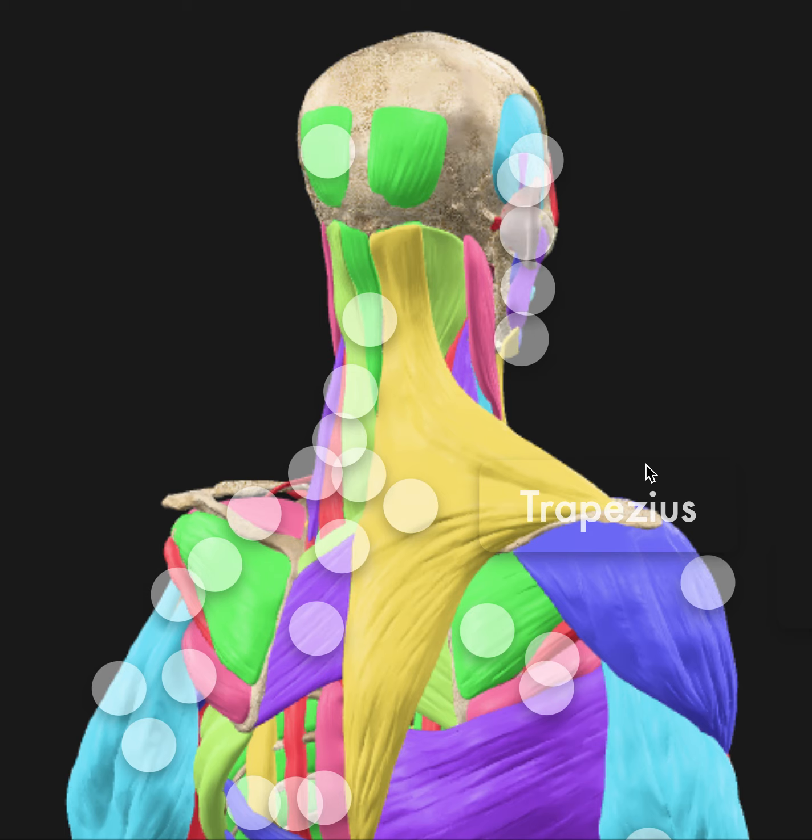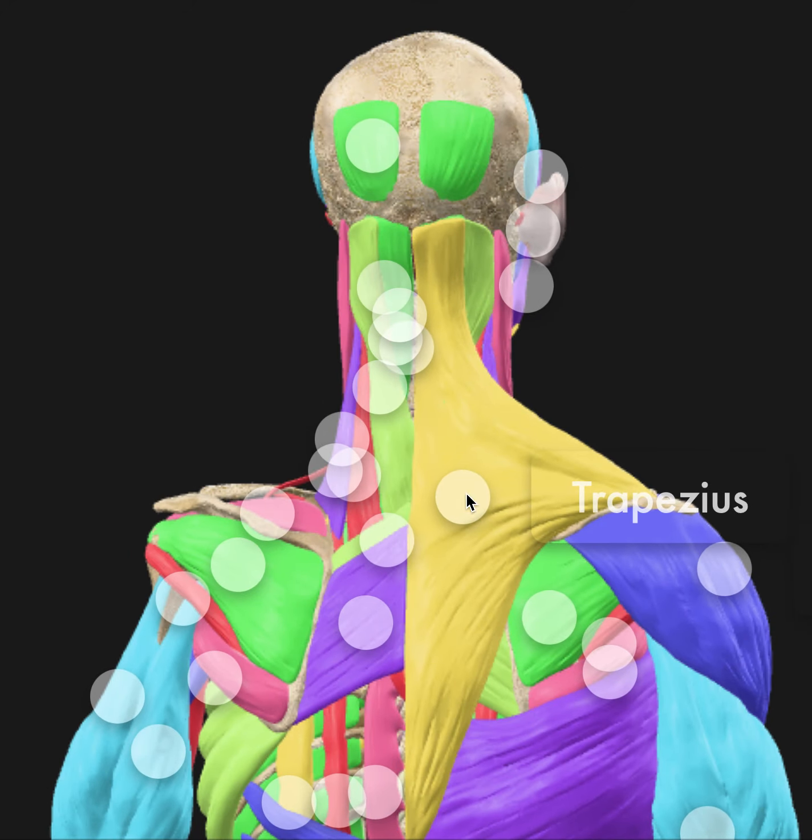What about the main action of the trapezius muscle? The main action of the trapezius muscle is that it elevates, retracts, and rotates the scapula superiorly. It has different fibers, and these different fibers have different functions. First is the descending fibers. Descending fibers elevate the scapula, so the shoulders, and maintain the level of the shoulders against resistance.